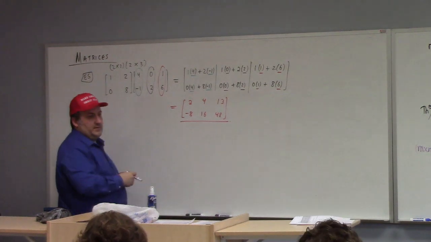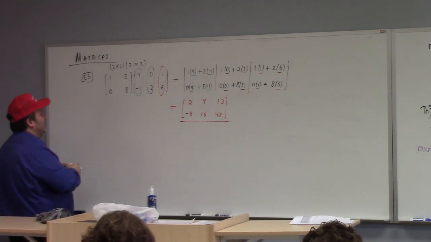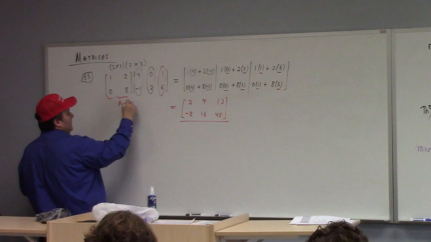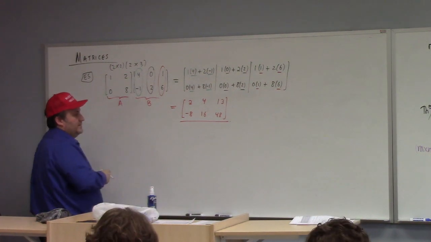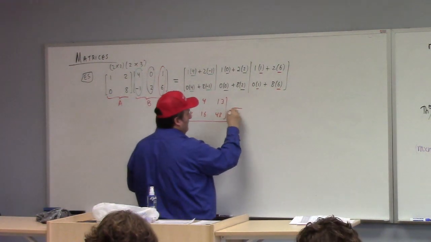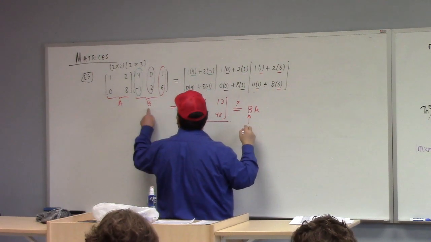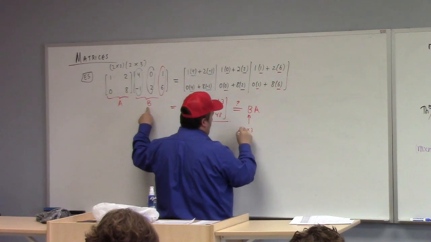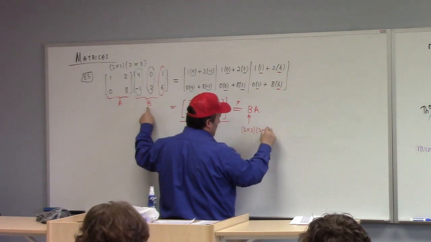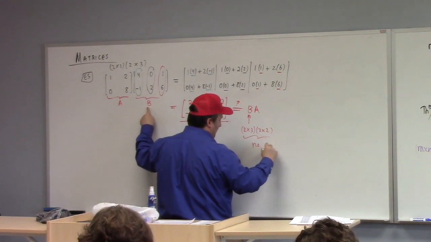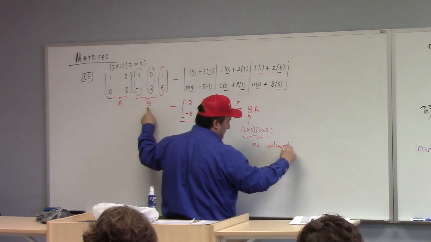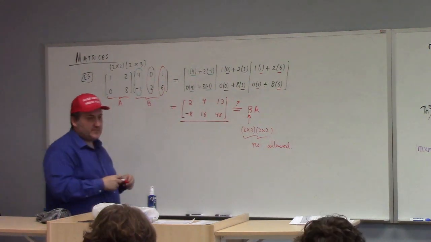There you go. So if this is A and this is B, is this equal to BA? This would be a 2 by 3 times 2 by 2. Not allowed, right? Dimension mismatch, your calculator will tell you.